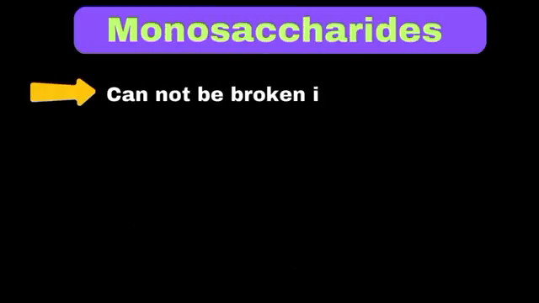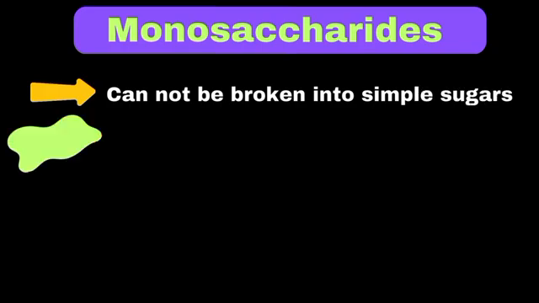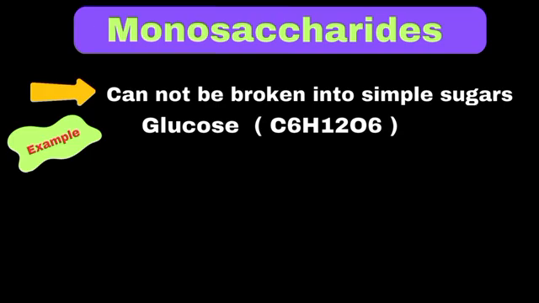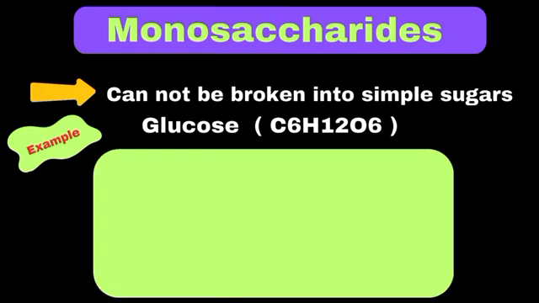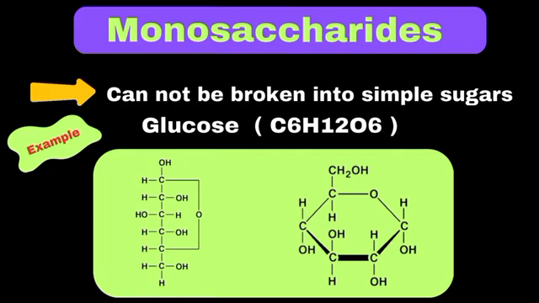These are the simplest forms of carbohydrates that cannot be broken down into simpler sugars. For example, glucose, which has the formula C6H12O6, is a monosaccharide. If we look at its structure, it can exist in two forms, which are a straight chain form and a ring form. Remember that in our body, glucose usually exists in the ring form. Similarly, fructose and galactose are also monosaccharides with the same formula, but different arrangements of their atoms.